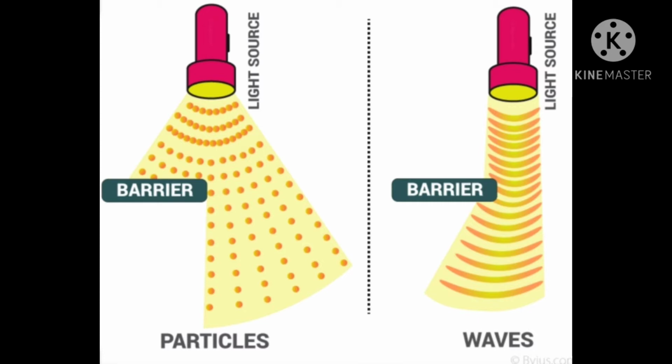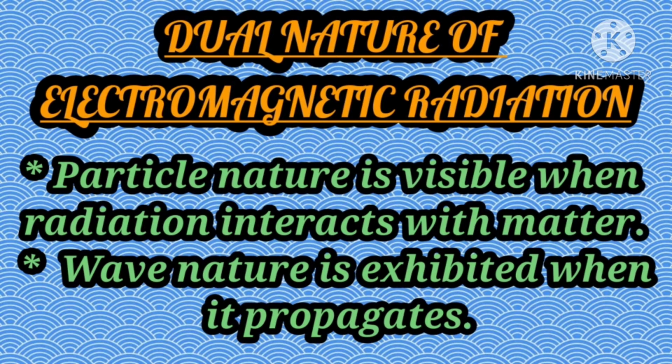Is that clear? It is not like this that sometimes light behaves as a wave and sometimes it behaves as a particle. Both exist together, okay? Both exist together. But some experiments exhibit wave nature while some show particle nature of light. So light possesses both, okay? Particle nature is seen when radiation interacts with matter, and when radiation is propagated, then its wave nature is seen. Is that clear?